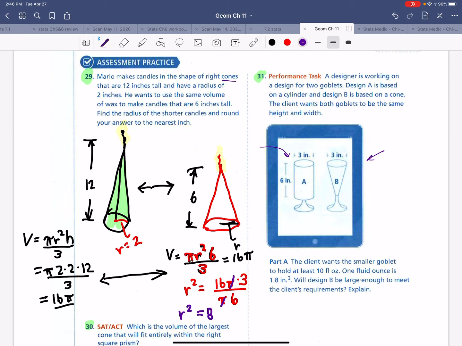So find the radius of the shorter candle and round to the nearest inch. The square root of 8 would be my radius, so 2.82. Rounding to the nearest inch, I'm going to round up to 3 inches. So as predicted, it is squatter and wider.